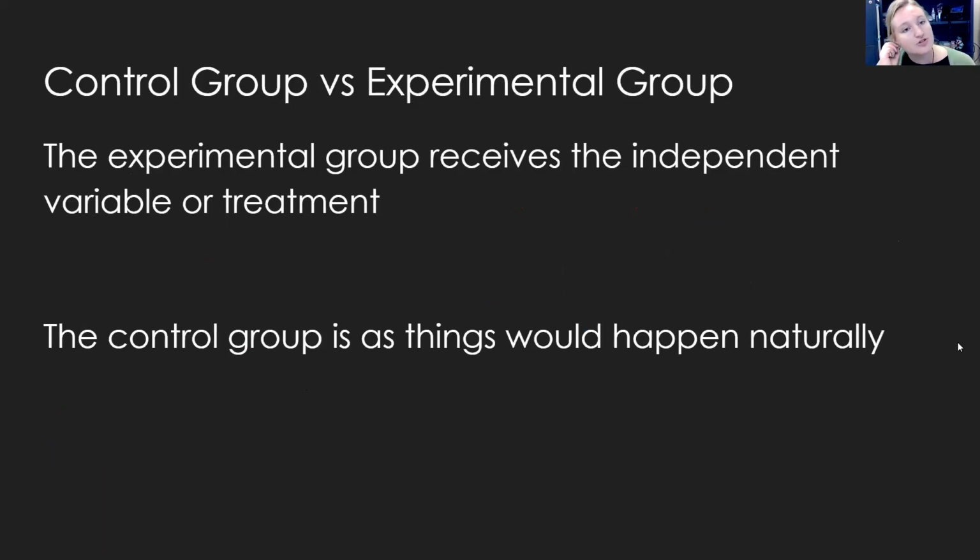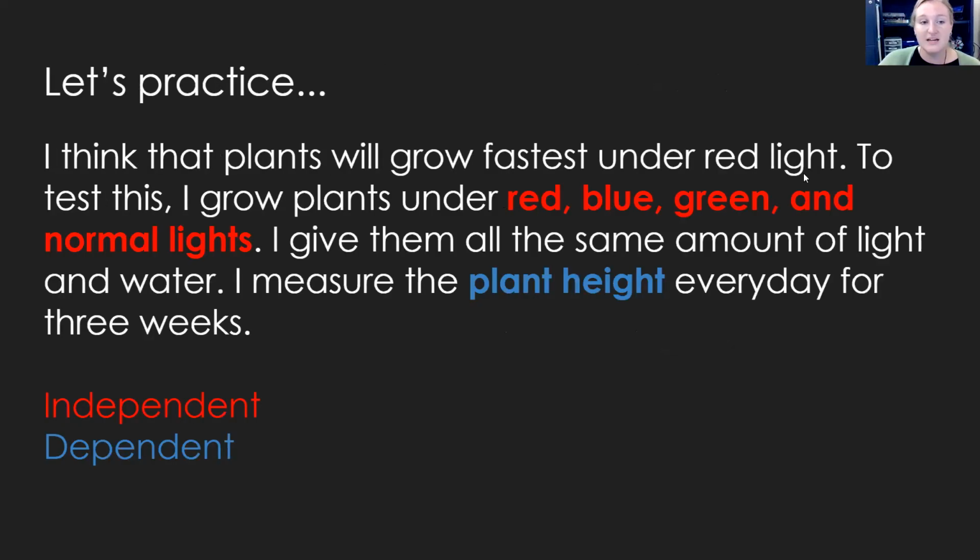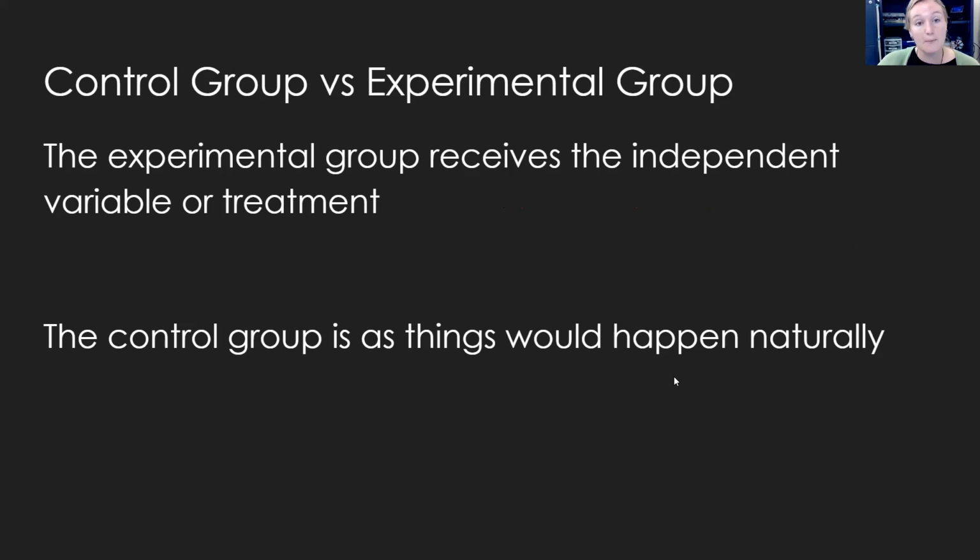All right, next up we have something called a control group versus experimental group. Our experimental group is the group that receives whatever that special treatment is, receives the independent variable. Our control group is how things would happen naturally, so we have something to compare to. If we go back to the last slide, we're growing plants under red, blue, green, and normal lights. Our red, blue, and green lights would be our test group, our experimental group. The normal light would be our control group because they're just getting that normal light.